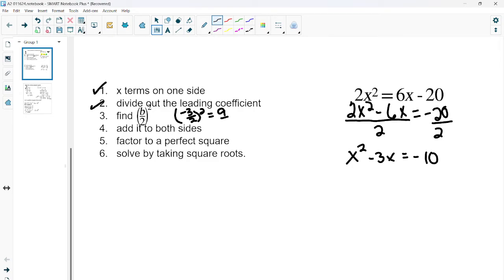This is 9/4 when I squared the top and the bottom. And I have to add that to both sides. And yes, we are going to end up with fractions. So this is x squared minus 3x plus 9/4 equals negative 10 plus 9/4.